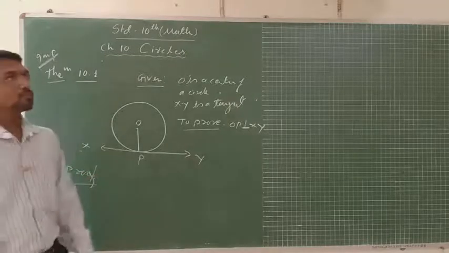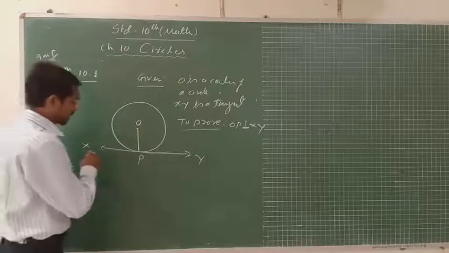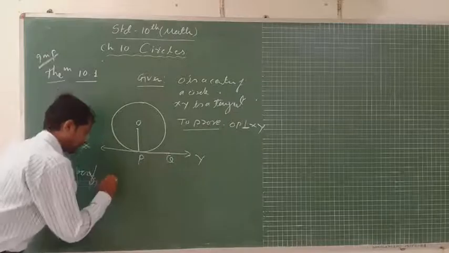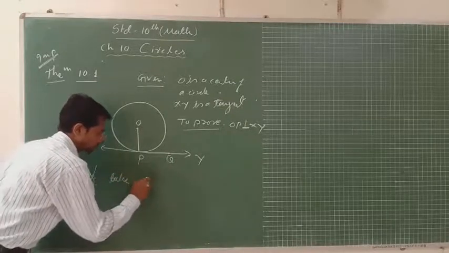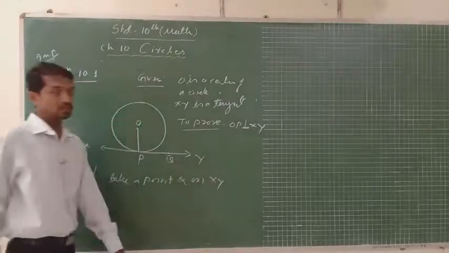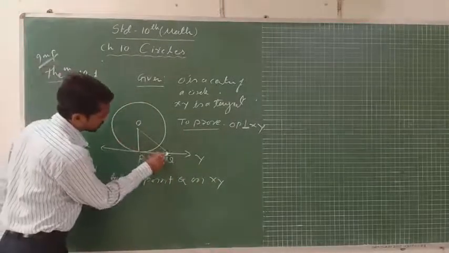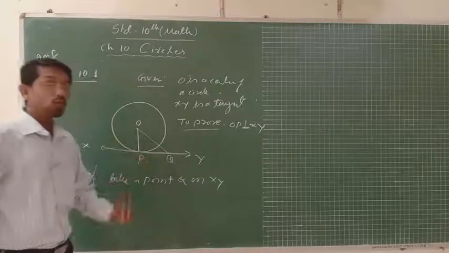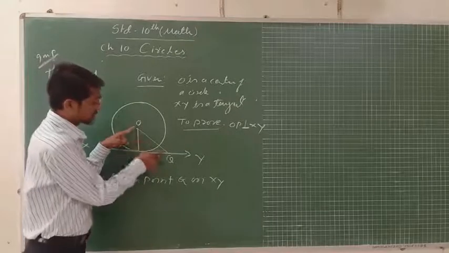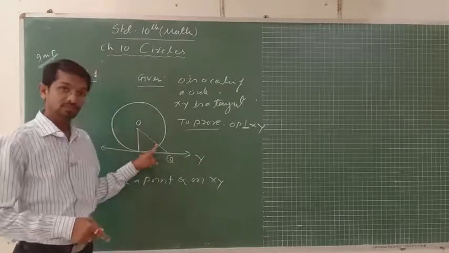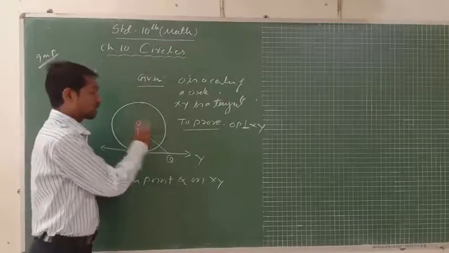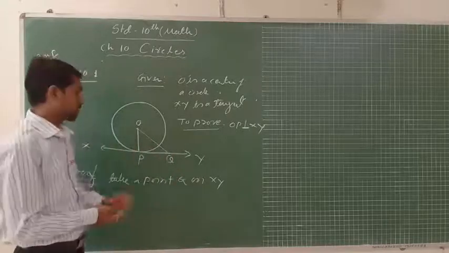See, suppose we take any point on XY, Q. Point Q, we take on tangent XY and we join that. What about OQ? Can it be a radius? No, because radius means this point Q must be on the circle. If Q is inside the circle, then it is not lying on the XY. That is another thing. Okay, so Q is on XY.